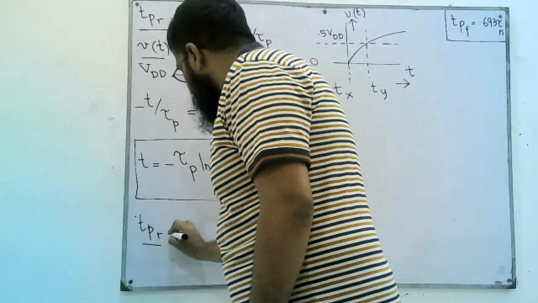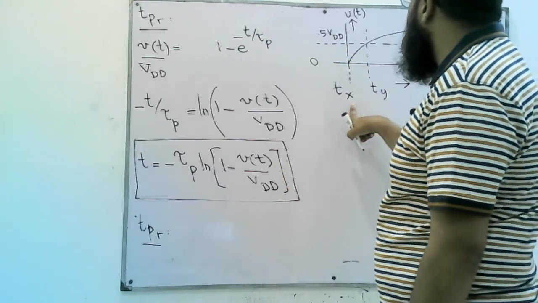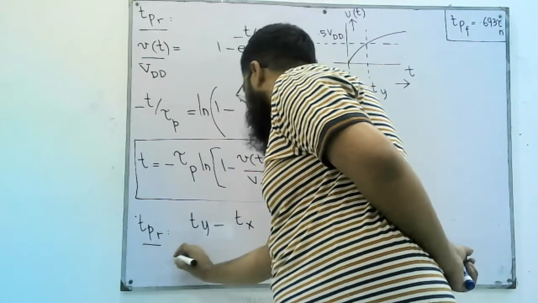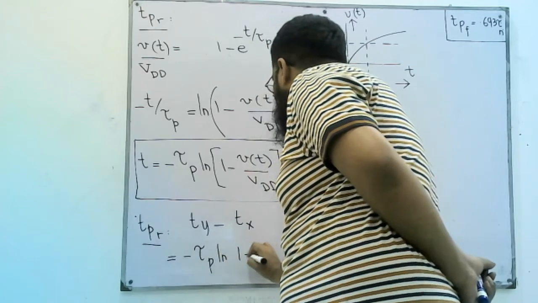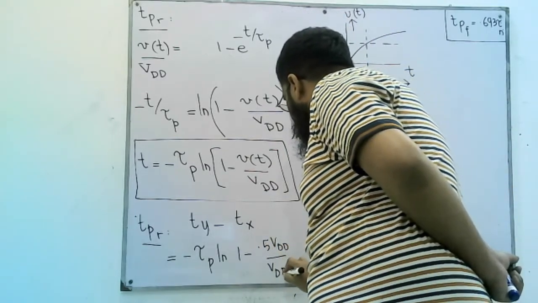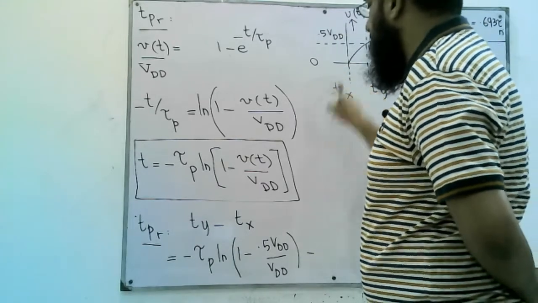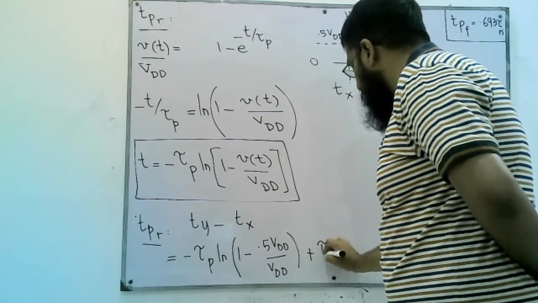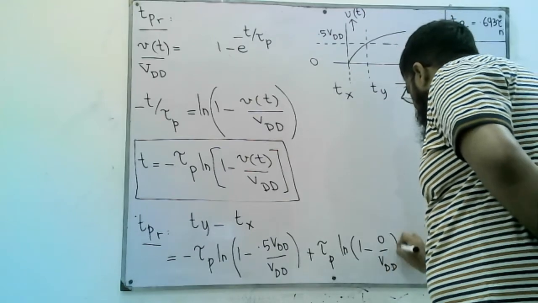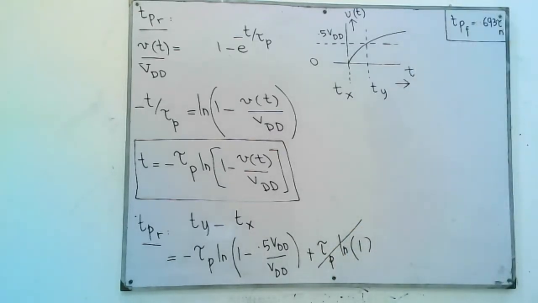So let's compute TPR. It's the difference between ty and tx. At ty we have v of t equal to 0.5 VDD. At tx we have v of t equal to 0. So ty minus tx is minus tau p log of 1 minus 0.5 VDD over VDD, minus, for tx, plus tau p log of 1 minus 0 over VDD. Log of 1 minus 0 is log of 1, which is 0, so this whole term becomes 0.